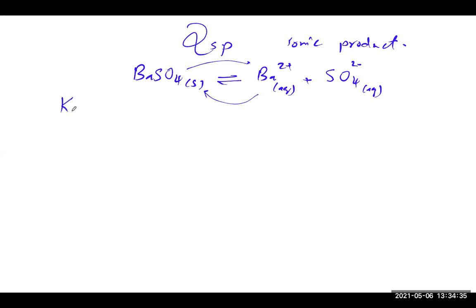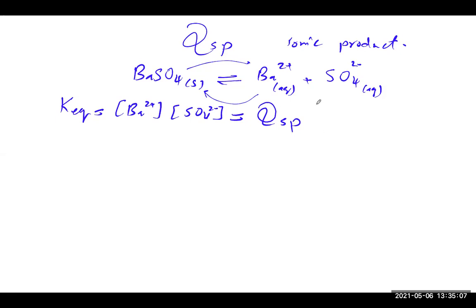If we want to write the equilibrium constant, it will be the product over reactant, and we know the reactant here is a solid, so it will not be written. In that case, we will call this one Qsp. So if you want to write the equation for the solubility of an ionic compound which is partially soluble in water, you will end up with an equilibrium, and the concentration of the ions in the solution will be called the ionic product.